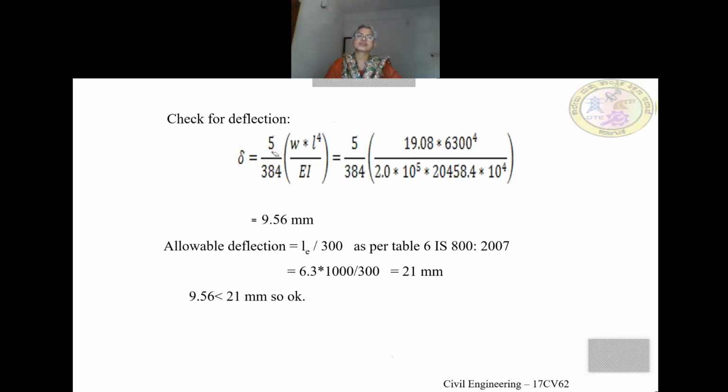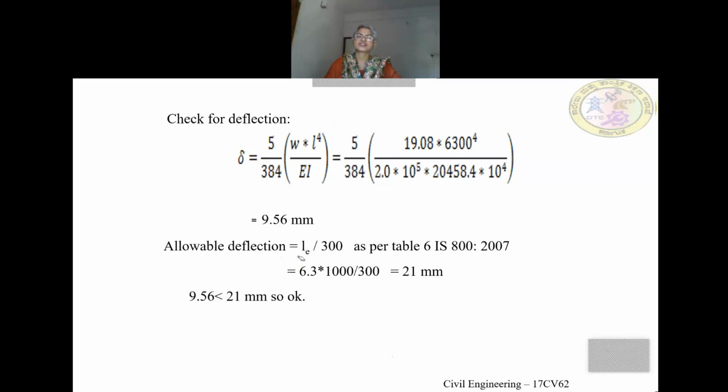So delta is equal to, for a simply supported beam with UDL, 5WL to the power of 4 by 384EI. So it is 5 divided by 384 into W is 19.08 into length is 6300 to the power of 4, and E is Young's modulus into the moment of inertia, which you have to take from the table. So this comes to 9.56 mm.